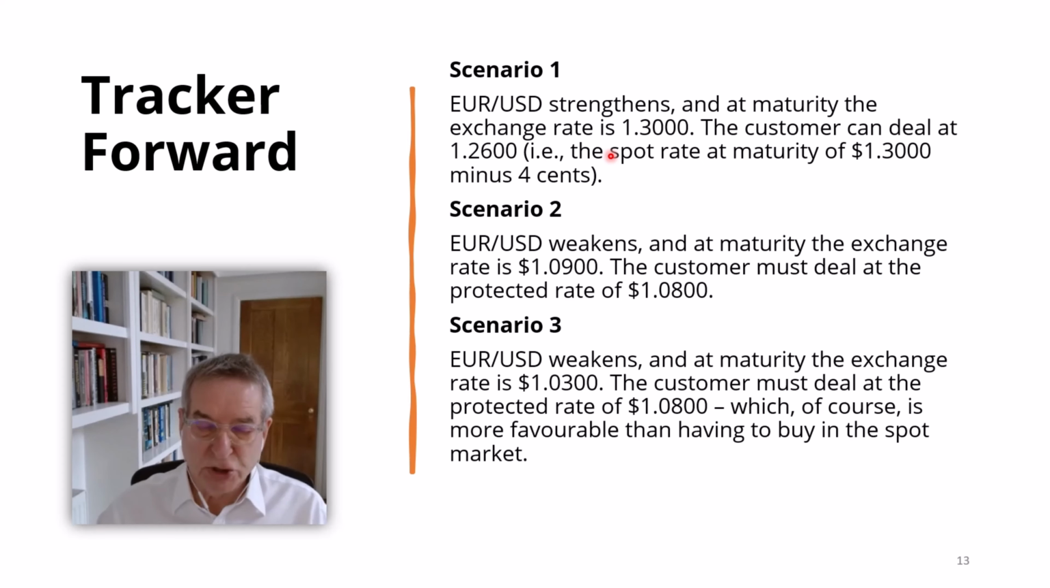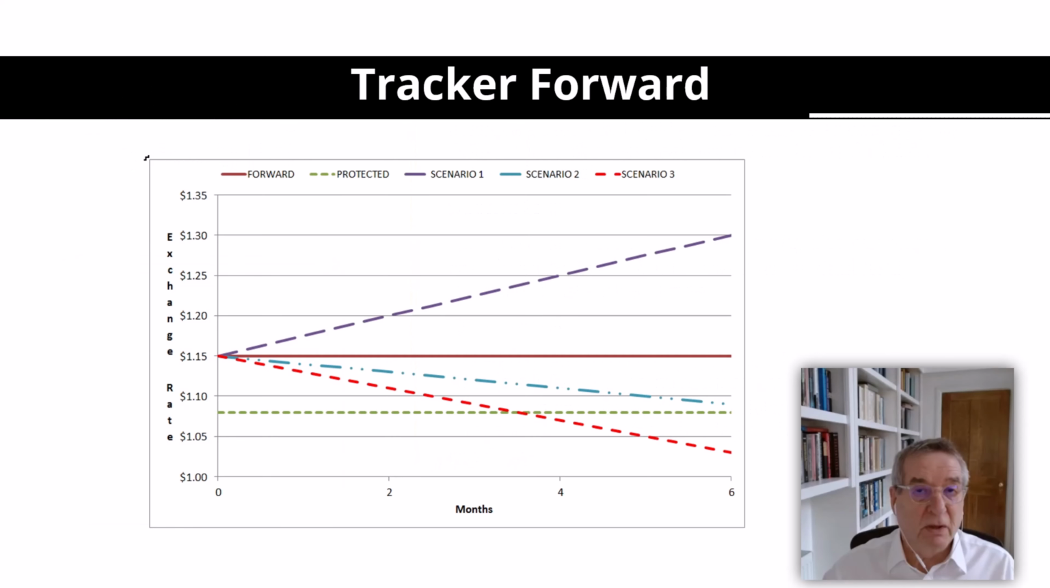That is the obligation. Let's look at a third scenario, and this is where the euro again weakens against the dollar, and this time more seriously, and let's say at maturity the exchange rate is 1.03. Now the protected rate kicks in because the customer can deal at the 1.08, which was the protected rate, which is more favorable, of course, than having to buy at 1.03 in the spot market. Those scenarios can be seen on the screen.